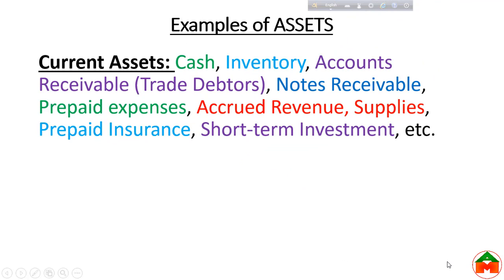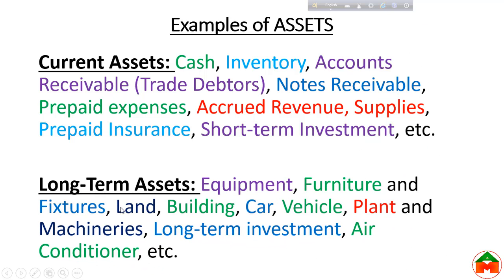So now we would like to discuss some assets. In the first stage we can see current assets: cash, inventory, accounts receivable, which is presently known as trade debtors, notes receivable, prepaid expenses, accrued revenue, supplies, deferred insurance, short-term investment, etc. So these are some examples of current assets. Long-term assets: here you can see equipment, furniture, fixtures, land, building, car, vehicle, plant and machineries, long-term investment, air conditioner, etc. These are some examples of long-term assets.